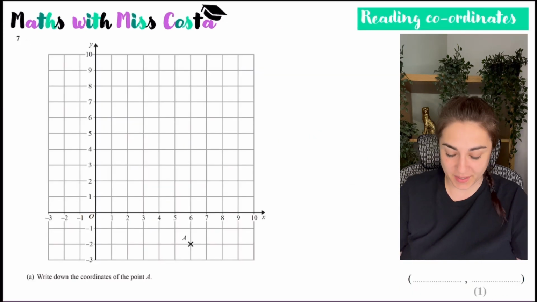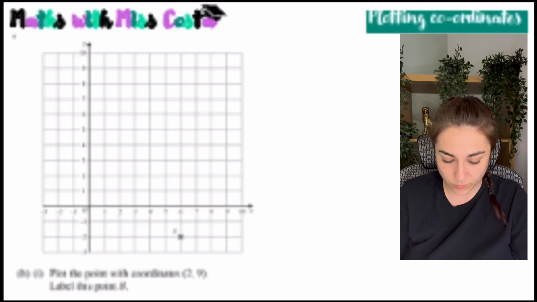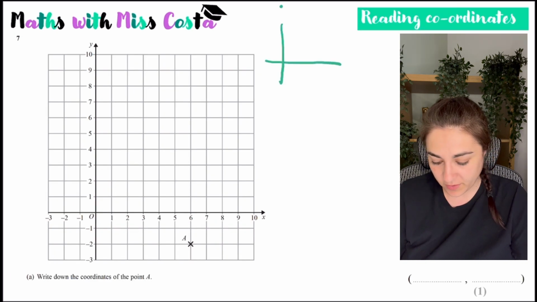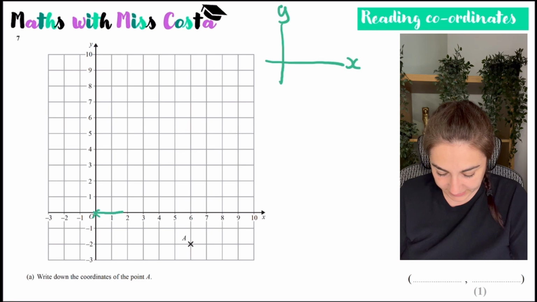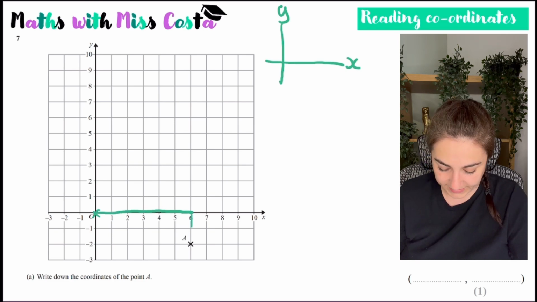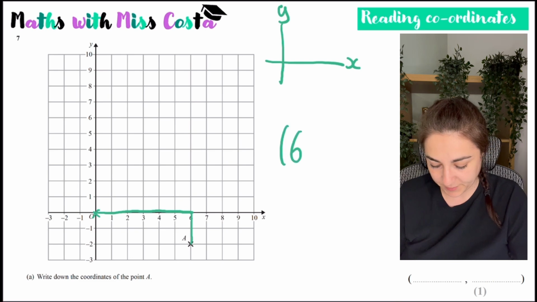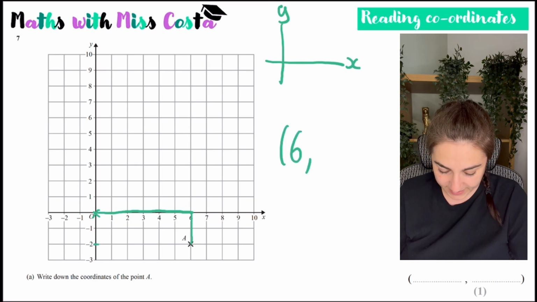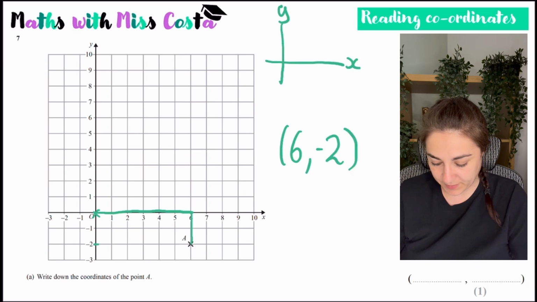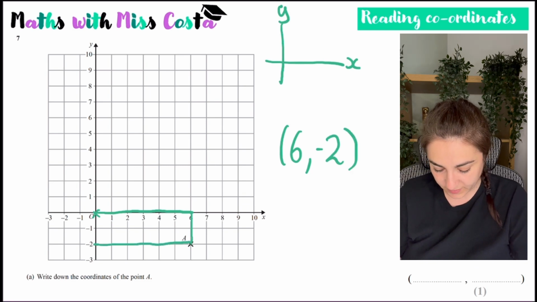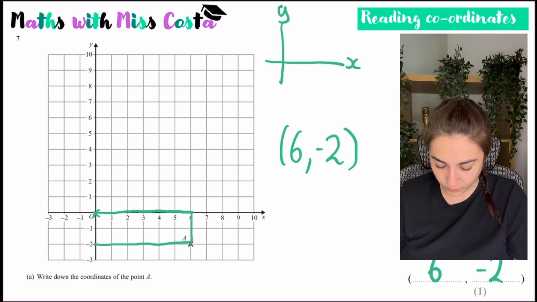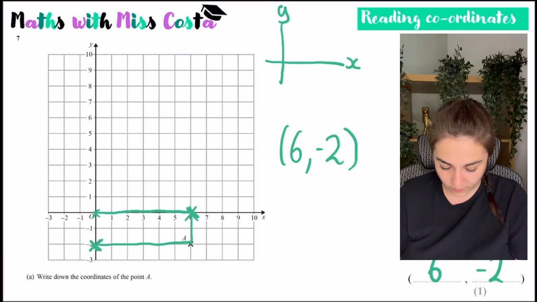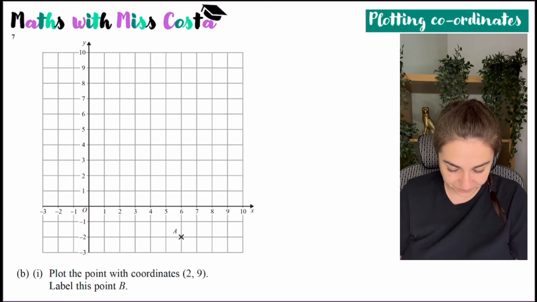Okay, so now I need to read some coordinates, and whenever I read coordinates, I always go along the corridor and up the stairs. So I always read the X coordinate first and then the Y coordinate. Over here, I'm going to start at 0, 0, and go along the corridor to where the coordinate is. So it's over here at 6. So my X coordinate is 6, and then it goes down to negative 2. So that would be 6, negative 2. I could draw that line there if I wanted to, but sometimes you can just look at the coordinate. The X coordinate is here, the Y coordinate is there. So it's 6, negative 2.